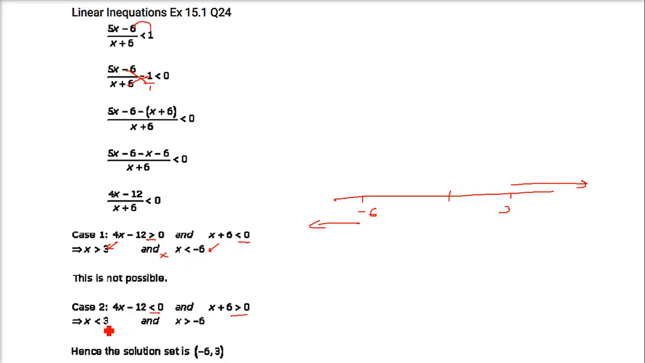Now this gives you x less than 3. This gives you x greater than minus 6. So x greater than minus 6 means this side and x less than 3 means this side. So what is the common point? This is the common point. So minus 6 to 3 is the solution set.